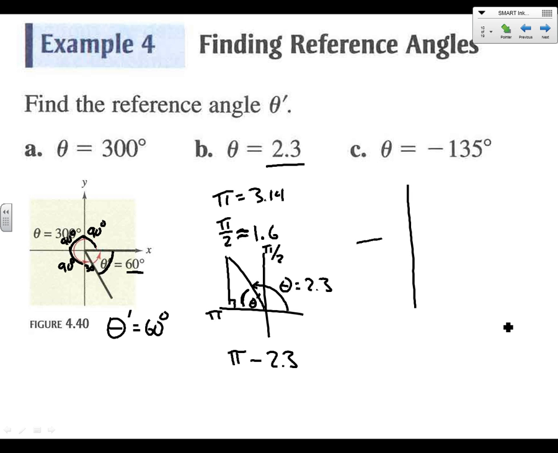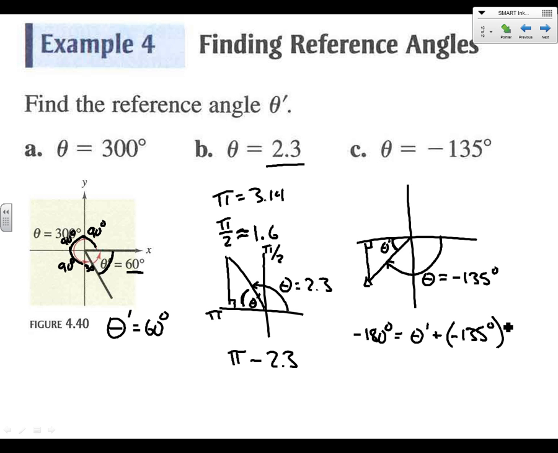Negative 135. So we're going in the negative direction. As we spin, there's 90. And I'm not going to make it all the way to 180. So here's theta, negative 135. So to make our right triangle, we want to know about theta prime in here. So in that case, I want to know how much more would be required to get to 180 degrees. All right? So negative 180 degrees would be comprised of theta prime plus negative 135. All right, so to solve this, we can add 135 to both sides.